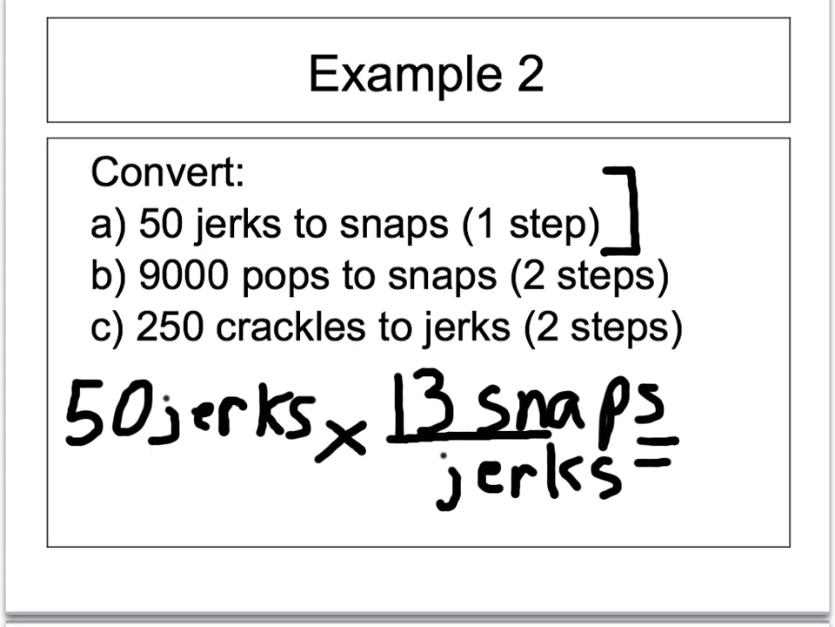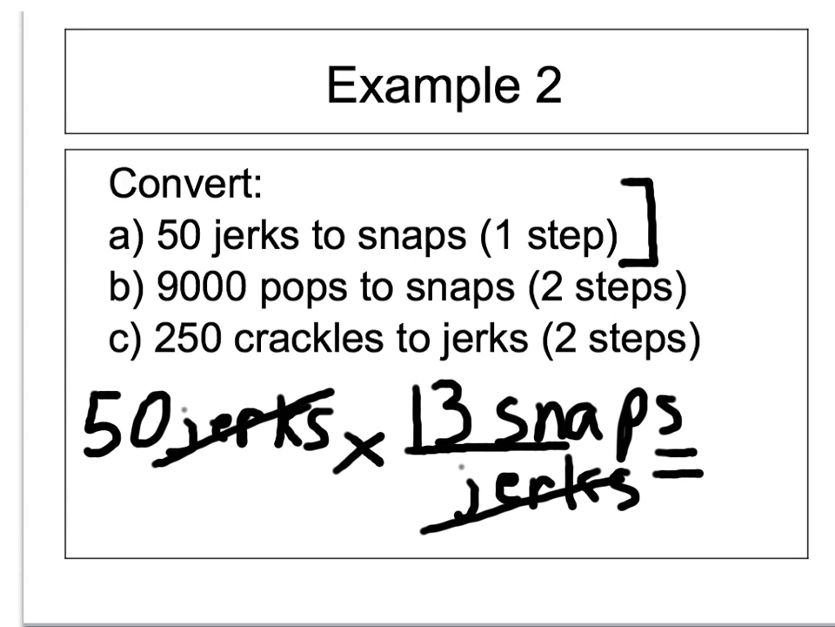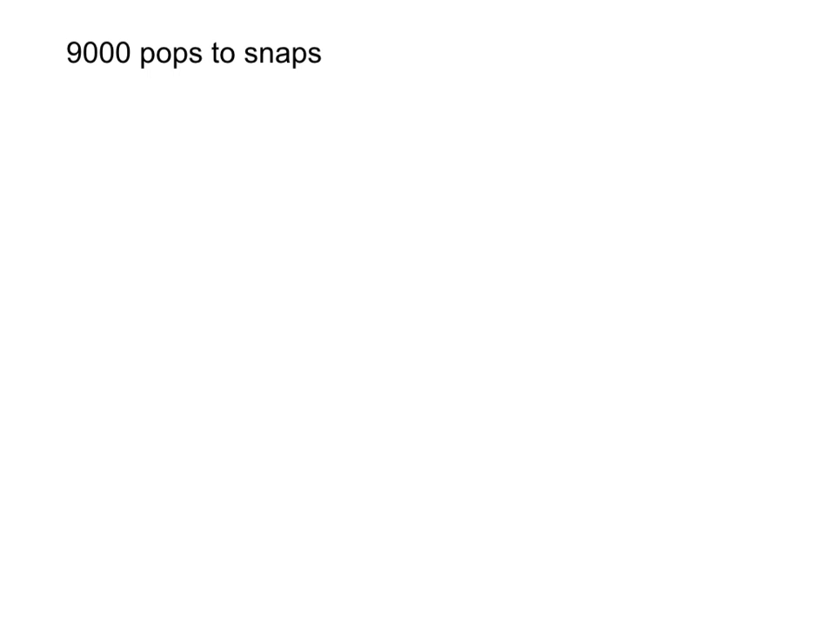So now, I just check my dimensions. Jerks divided by jerks go away, and then it's 13 times 50, which is 600, I did it again, which is 650 snaps. So notice I eliminated the unit jerks by dividing, and I was left with snaps. All right, the next problem says 9,000 pops to snaps. And for this one, I'm going to have to do 2 steps.